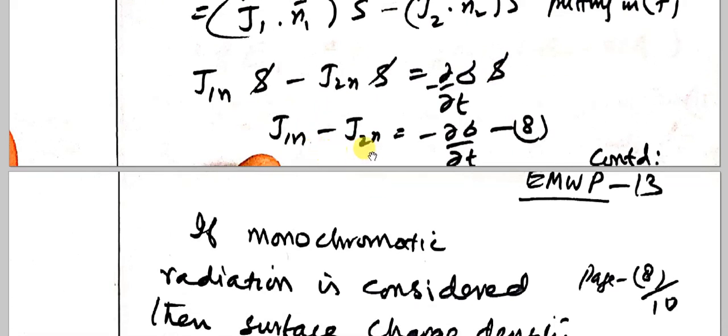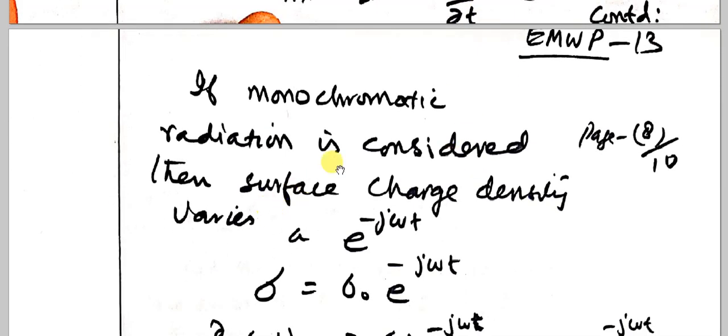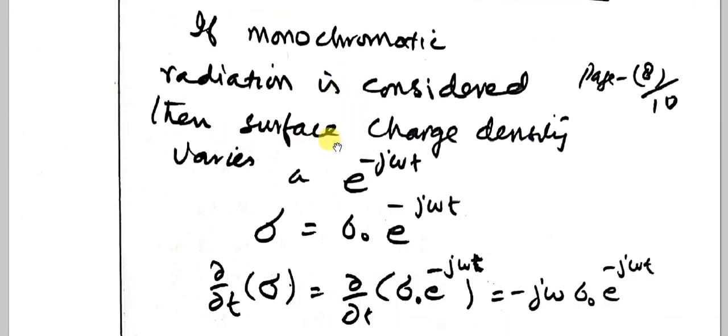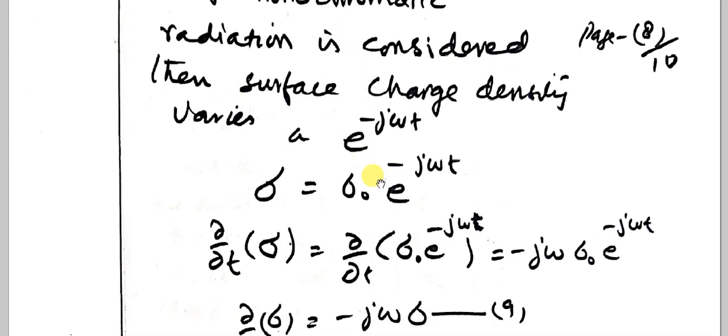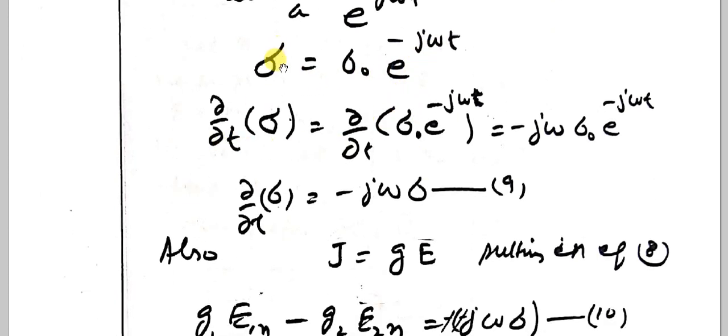Now if monochromatic radiation is considered, then the surface charge density varies as e raised to minus j omega t. So sigma is equal to sigma naught, which is the maximum value of the charge density, times e raised to minus j omega t. Differentiating this sigma with respect to t, we get minus j omega sigma naught e raised to minus j omega t, which is again sigma, so delta by delta t of sigma is equal to minus j omega sigma.